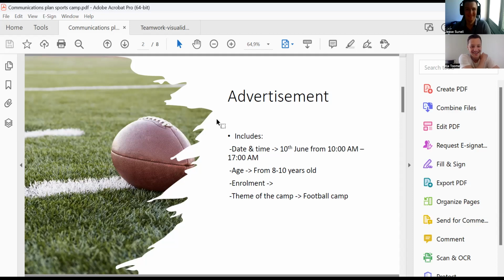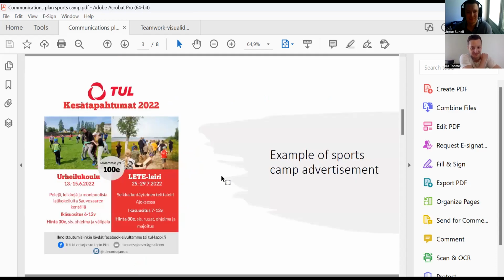This was just the plan, what needs to be on the ad. And this ad was not made by us. It was made by one of our team members who has done this for an actual camp that's happening, for almost the same age group. And here is the... I can explain. Oh, you can do it.